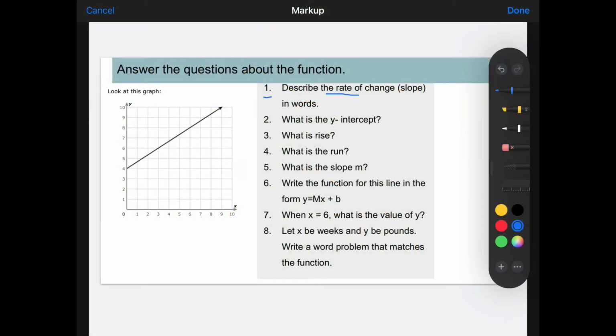Let's take a look at this function and describe the rate of change, also known as the slope. You can see it's increasing because it's going up, so in our vocabulary we call that a direct function, meaning that as x goes up, y also increases. Now, the next question is, what is the y-intercept? So we check our y-axis and we see it crosses at the number 4.